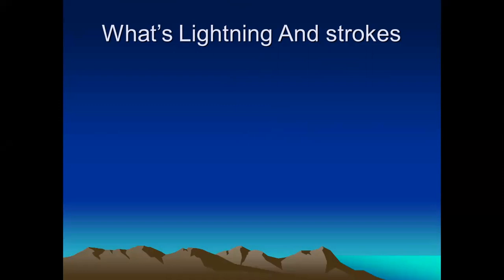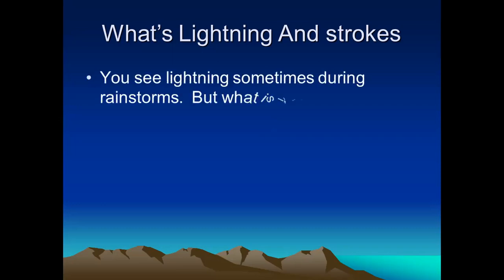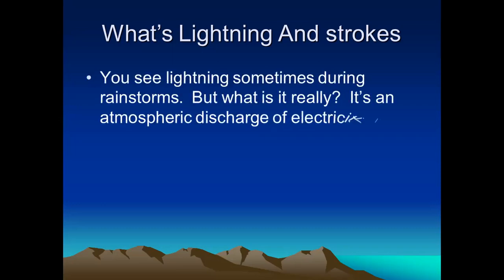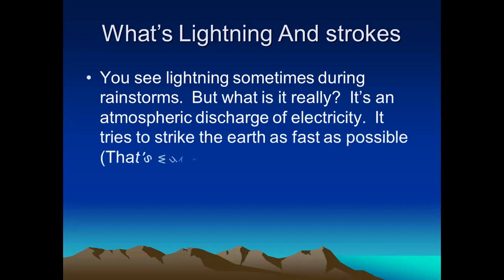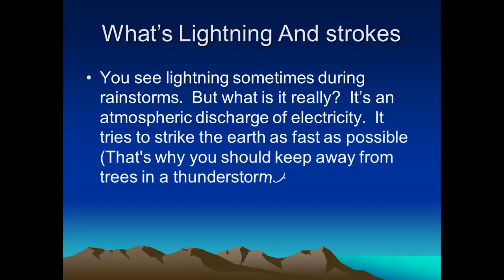But now today we have to study what actually lightning is, okay, and what's the phenomena for the discharge of the lightning. Okay, so you can see the lightning sometime during the rainstorm. Okay, but what is it really? It's an atmospheric discharge of the electricity. It tries to strike the earth as fast as possible. That's why you should keep away from trees in a thunderstorm.